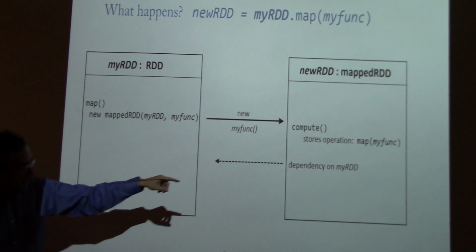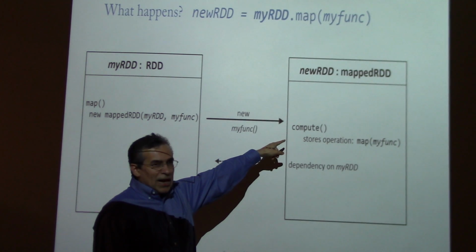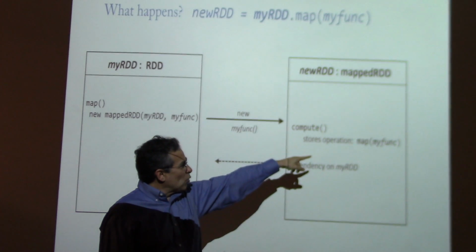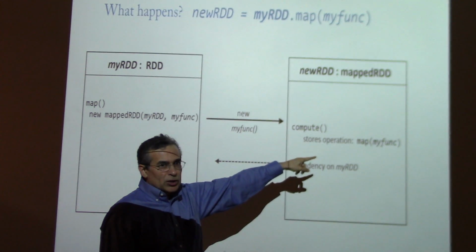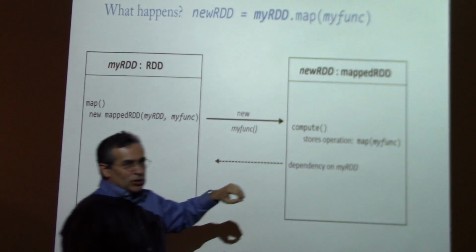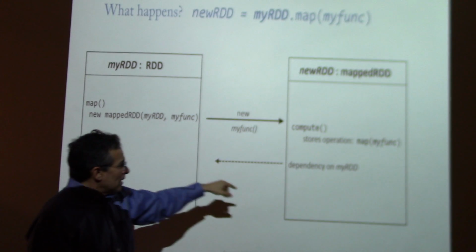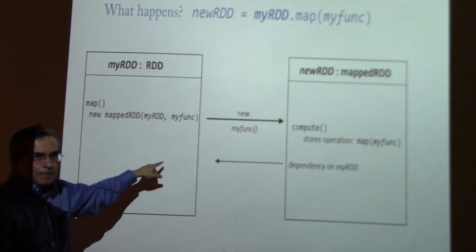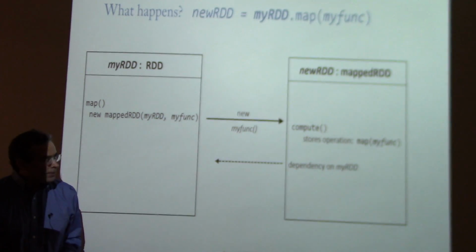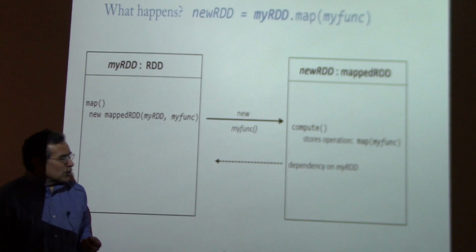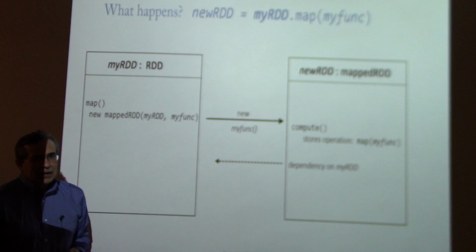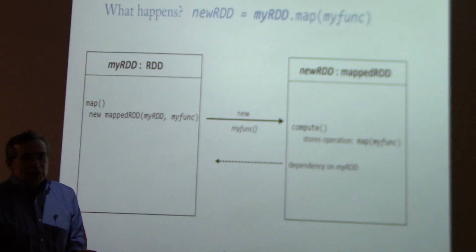What you see over here is that there's a compute method inside that new RDD that's created. All that it does is it stores the fact that you asked for a map operation and stores your function also. So those don't actually get executed at all. They're simply stored inside this new RDD. In addition, there's a reference back to the creating RDD. This is actually significant because this actually is what's called lineage in Spark. The idea here is that if a node fails, there's this lineage tree that gets built in order to be able to recreate data that might have been lost when a node goes down.